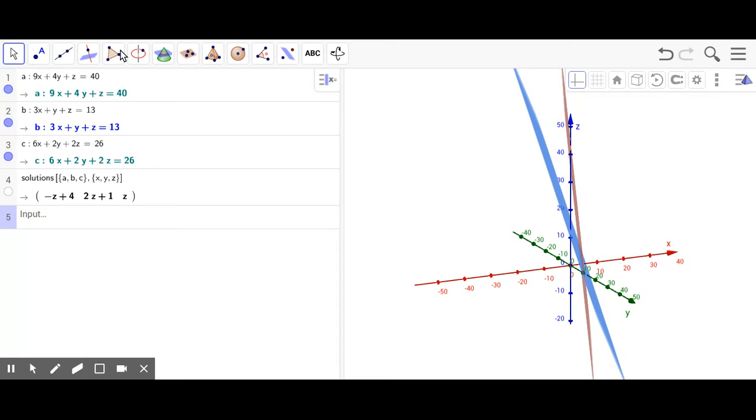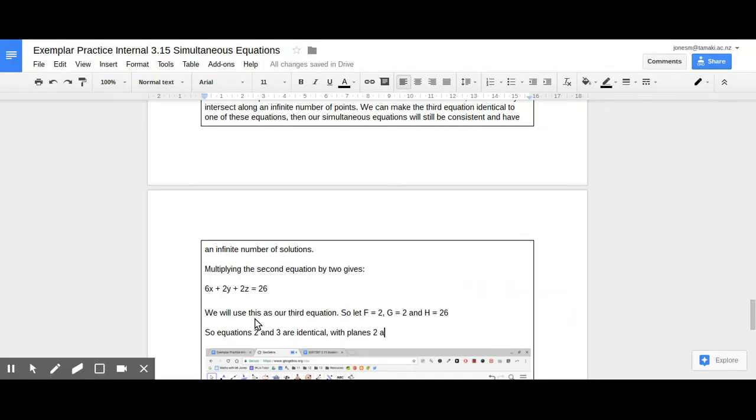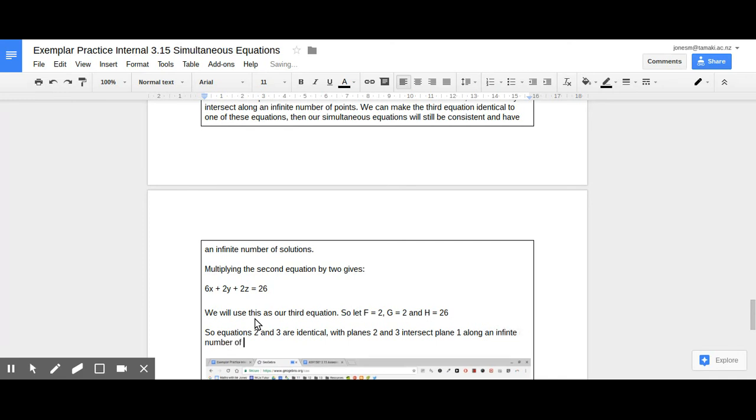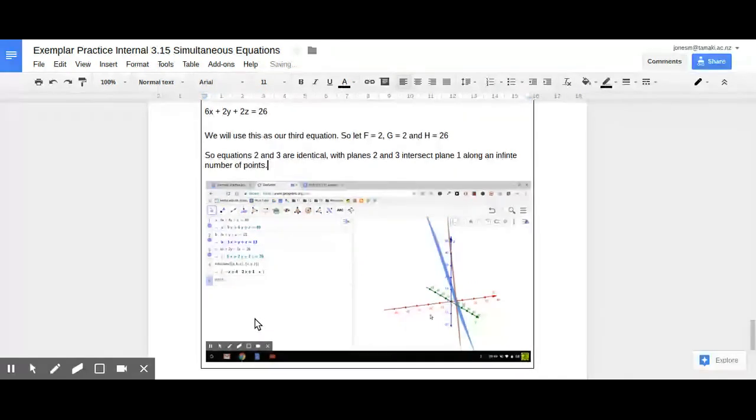So equations 2 and 3 are identical, with planes 2 and 3 intersecting plane 1 along an infinite number of points. Cool.